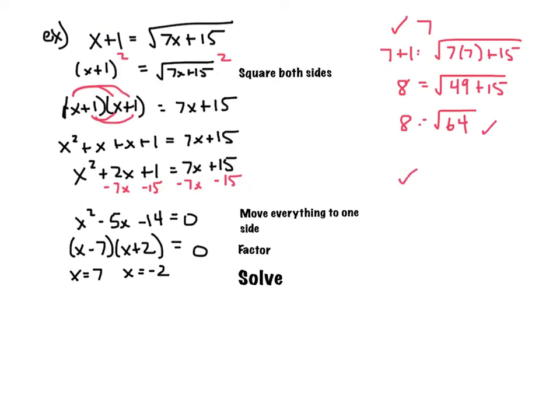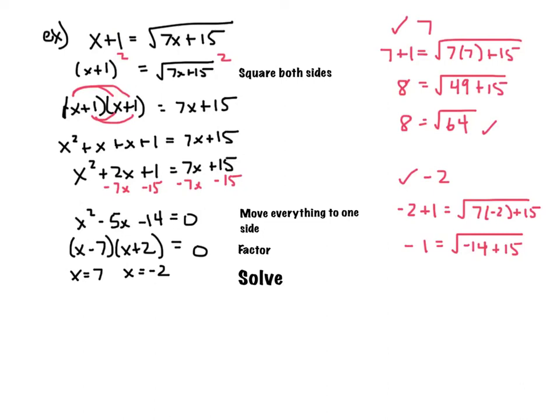Now I'm going to check negative 2. Negative 2 plus 1 is equal to the square root of 7 times negative 2 plus 15. Now I have negative 1 is equal to the square root of negative 14 plus 15. I already see a problem, right? And that problem is that a square root is set equal to a negative.